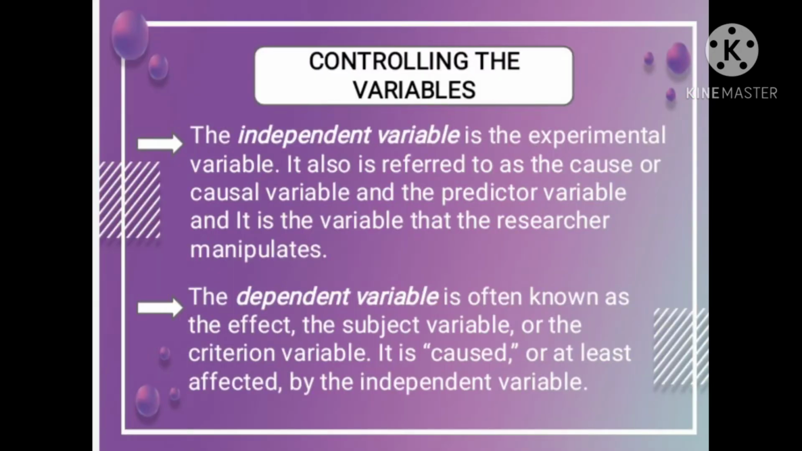So in controlling the variables, we have the independent variable and dependent variable. When we say independent variable, it is the experimental variable. It is also referred to as the cause or causal variable and the predictor variable. And it is the variable that the researcher manipulates. Next, we have the dependent variable. It is often known as the effect, the subject variable, or the criterion variable. It is caused or at least affected by the independent variable.